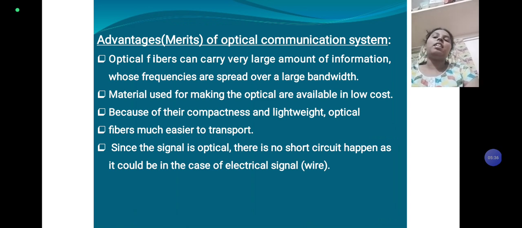Since the signal is optical, no short circuit happens as it could in the case of an electrical signal. So in an electrical signal, a short circuit may take place, but here in an optical signal there is no chance of short circuit. This is one of the major advantages.